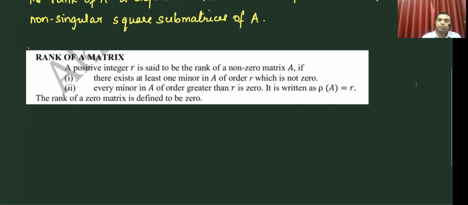Okay, we'll take 2 examples and we'll end the class here today with this. Rank of a zero matrix is defined to be 0. That is 1. Now let us take example 1 from the textbook. This is the matrix 1, 2, minus 1; 2, 1, minus 1; 0, 2, 0; 1, minus 1.